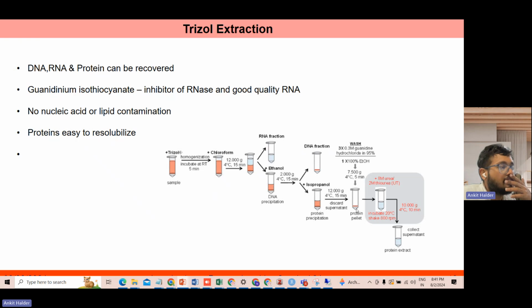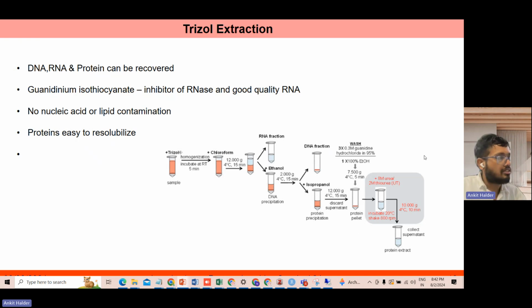That will lead you to the protein pellet, and then you wash it with guanidine hydrochloride and 100% ethanol, and then you add urea for solubilizing it. So you use urea and thiourea for solubilizing it at minus 20 degrees C, shake at 800 RPM, and after centrifugation at 10,000 g, 4 degrees C, 10 minutes, you will have the protein extract.